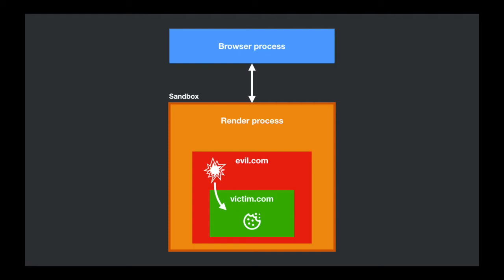It potentially might ask for the cookies from victim.com in a legitimate case, right? That's totally fine because we're relying on the same origin policy inside the renderer process to keep the two separate. From the browser's perspective, it can't know if this process is compromised. It can't know sort of how to behave.